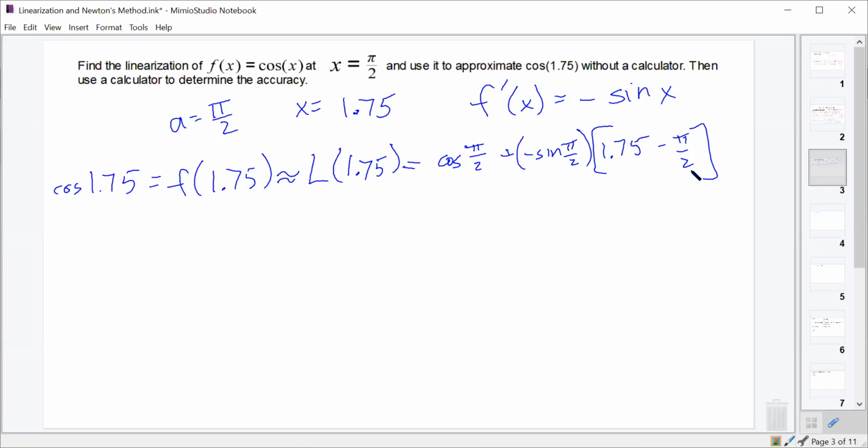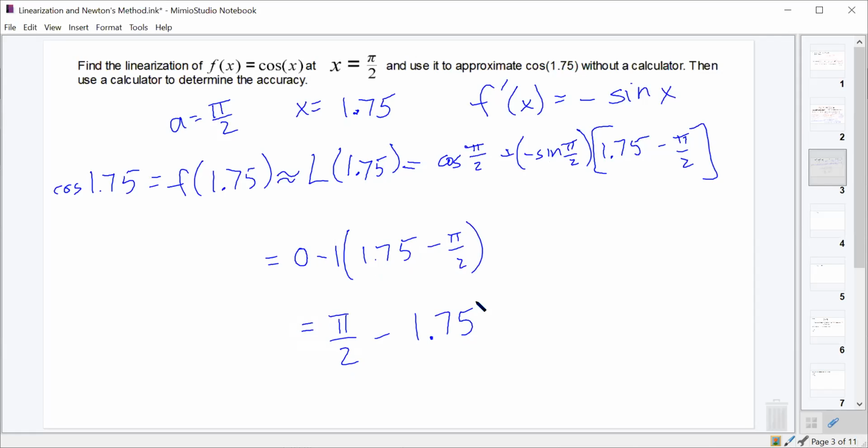Good. All right. What's the cosine of pi over 2? 0. Okay, the 0 minus the sine of pi over 2, which is 1. 1 times our 1.75 minus pi over 2. And if we distribute that minus 1 through, what do we have? We get pi over 2 minus 1.75.